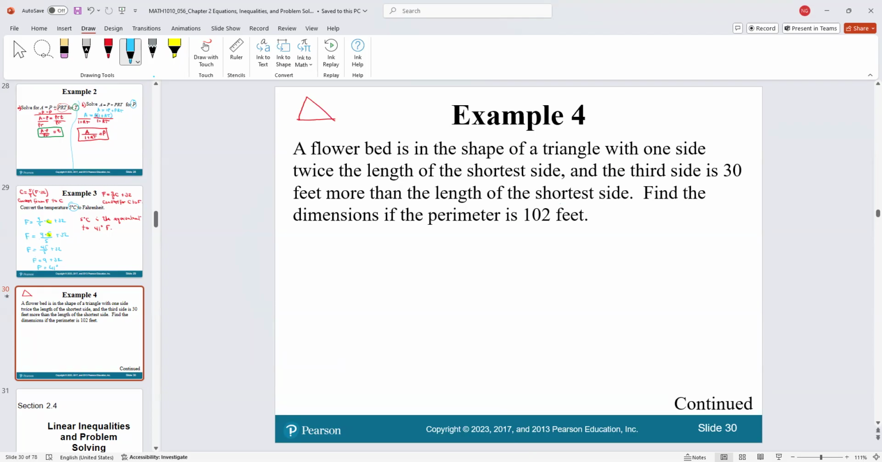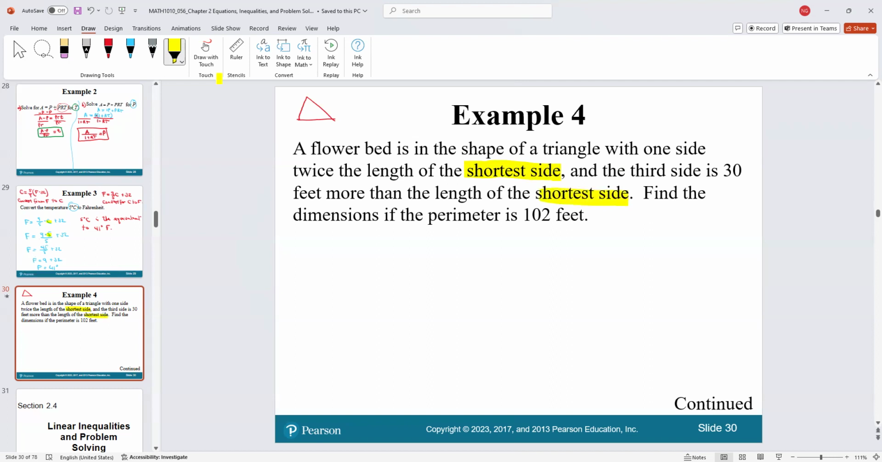I think the first thing we need to do here is to identify the three sides. If we know the shortest side, then we can solve the problem. So the first thing to do is to make sure we know the shortest side. So what is the shortest side? Because as you can see, one side is twice the length of the shortest side, okay? And the third side is 30 feet more than the shortest side, all right?